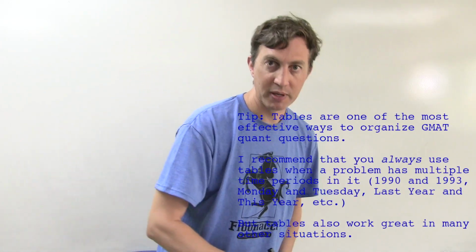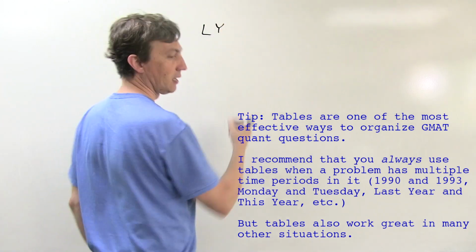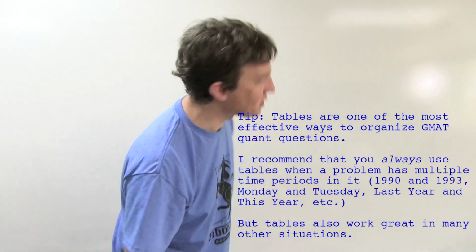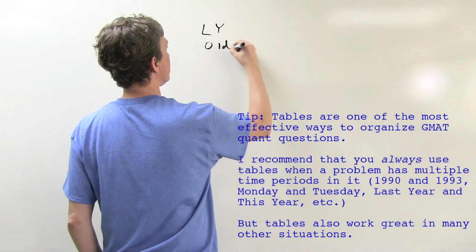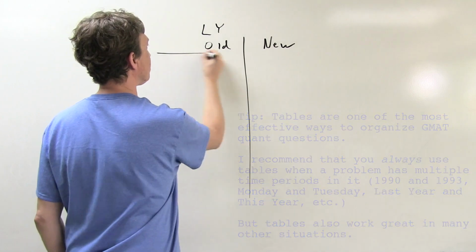And the very first words tell me what I need to do: last year. Because the minute I hear about multiple time periods, I'm thinking table. Last year, these things increased. And so there's some old value and there's some new value, and I've got two columns for a table.